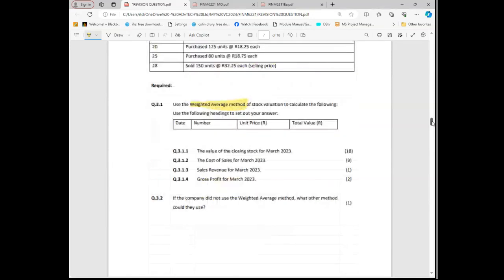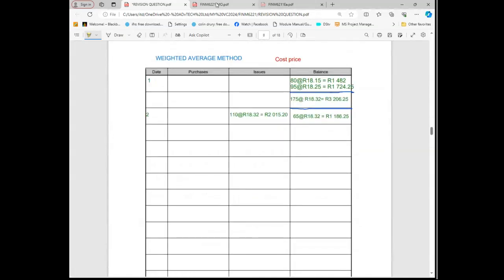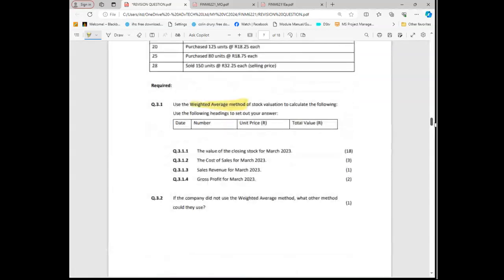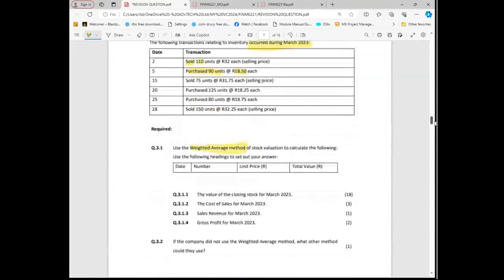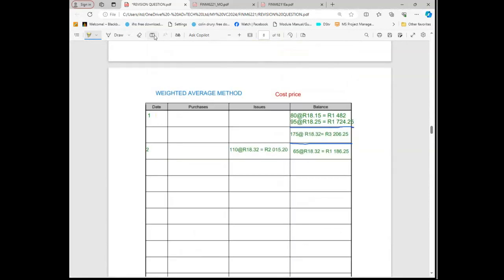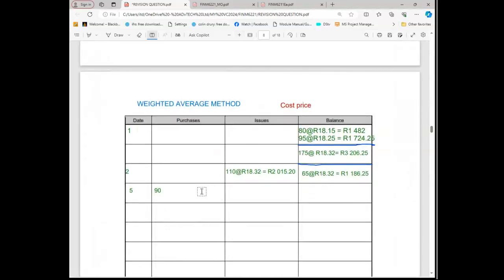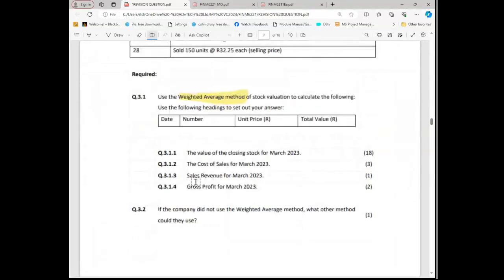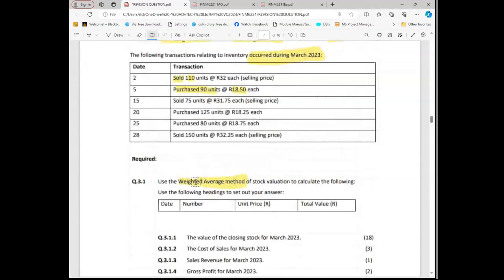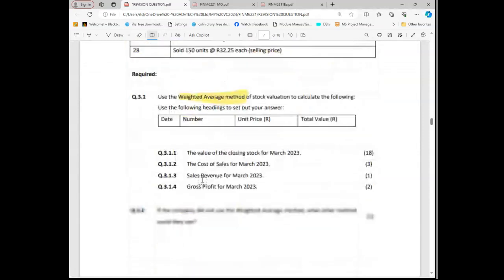So you must go and buy purchases. What is the date there? I forgot the date. It's the fifth. Yes, on the fifth, we bought how many? 90. Please go up, so I didn't see. Yes, 90 units at 18 rand 50.